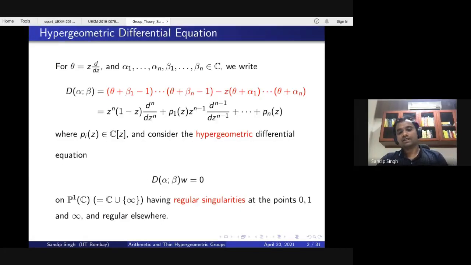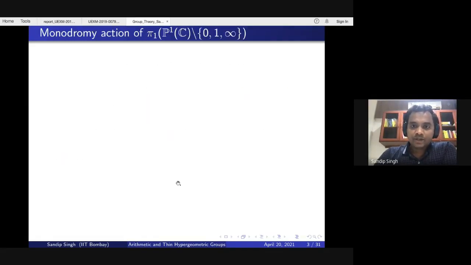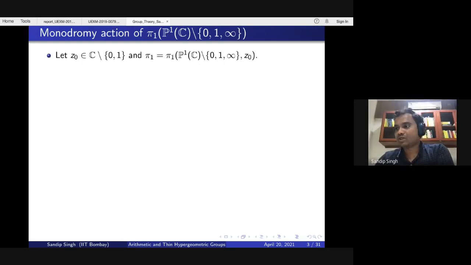Now we'll use this differential equation to define the monodromy action of the fundamental group of P1 minus 3 points, P1 minus 0, 1 and infinity. You know that this fundamental group is nothing but the fundamental group of a figure 8, which is a free group on 2 generators. But if you consider 3 generators, there is one extra relation. So for that, fix a point z naught in C minus 0, 1, and suppose pi 1 is the fundamental group of P1 minus these 3 points based at z naught.